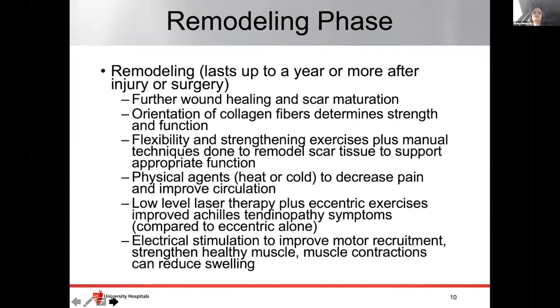Interestingly, with Achilles tendinopathy issues, they actually found some help with laser plus eccentric strengthening, which is rare to find in the literature of laser helping. So this is one study that actually did show pretty good result with respect to pain relief and function. Electrical stimulation, you're basically trying to get more effective and efficient muscle recruitment, strengthen some healthy muscle and get back to normal firing patterns. And also swelling gets reduced once those muscles are working properly and more normal girth.